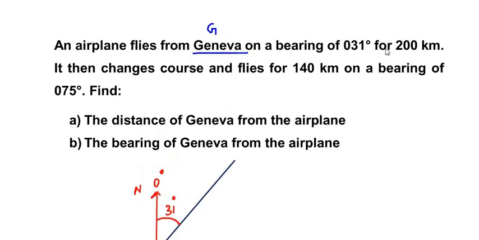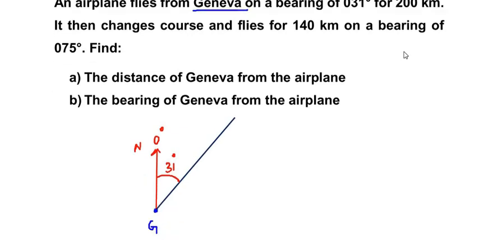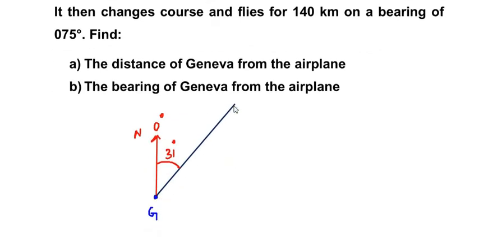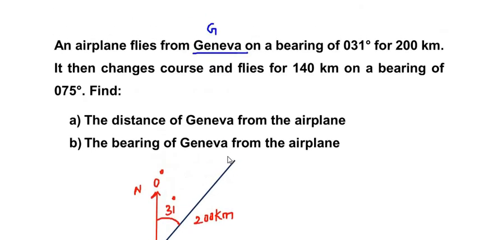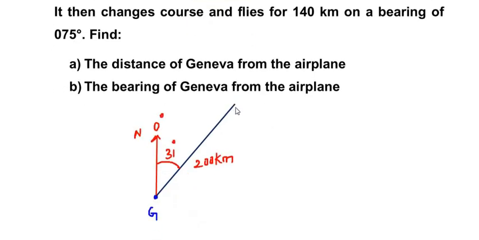Plus it says that it is traveling for 200 kilometers. That means the entire journey traveled by the airplane is 200 kilometers. They are talking about the entire blue line. It then changes course and flies for 140 kilometers on a bearing of 75 degrees. So after reaching this point, let me draw it a little bit below.